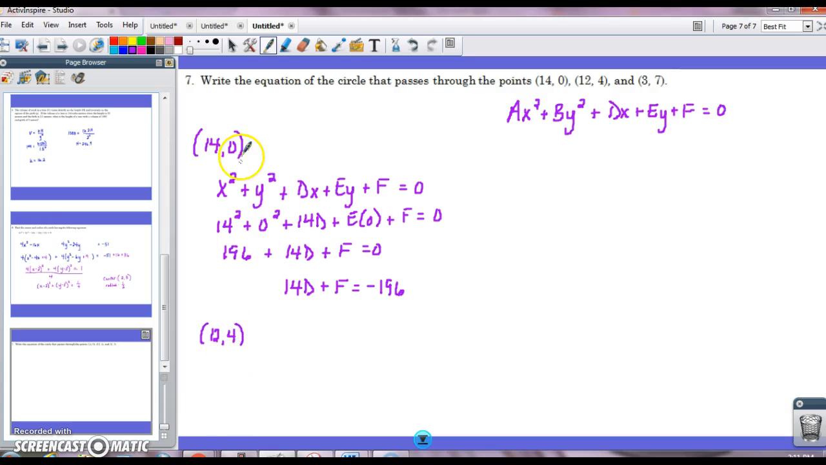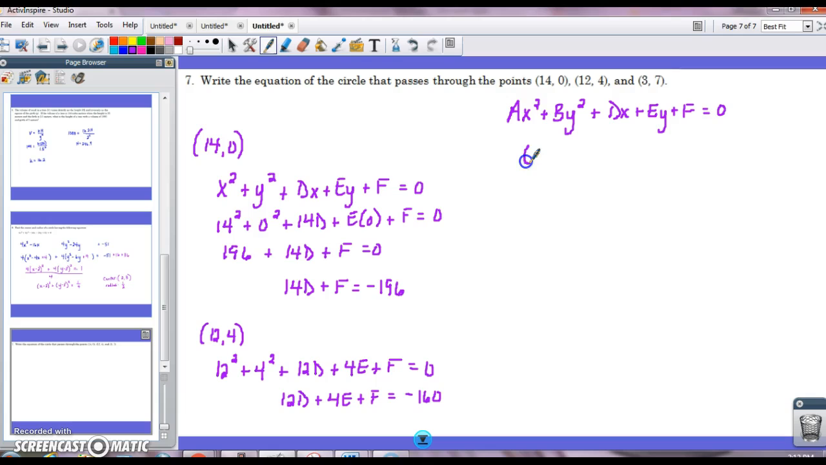My next point is 12, 4. When I substitute 12 in for x and 4 in for y, I have 12 squared plus 4 squared plus 12d plus 4e plus f is 0. If I get this all in proper terms to save some time, you end up with 12d plus 4e plus f is equal to negative 160.